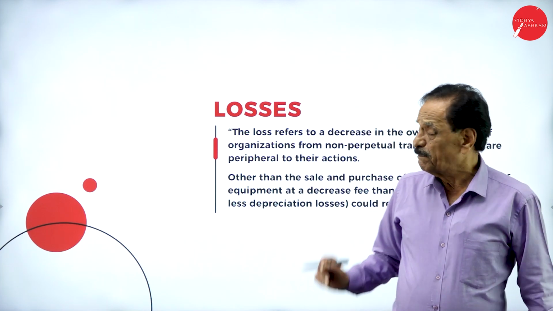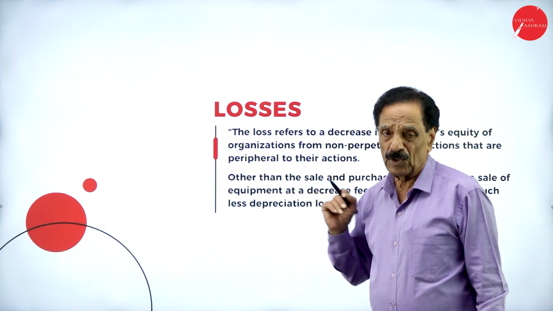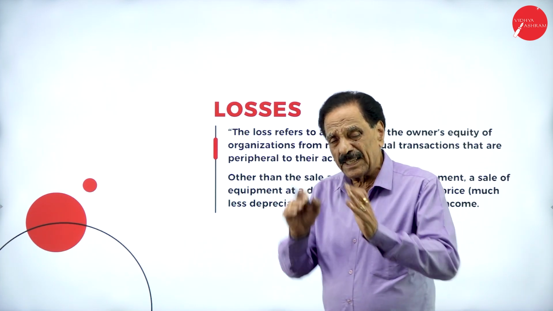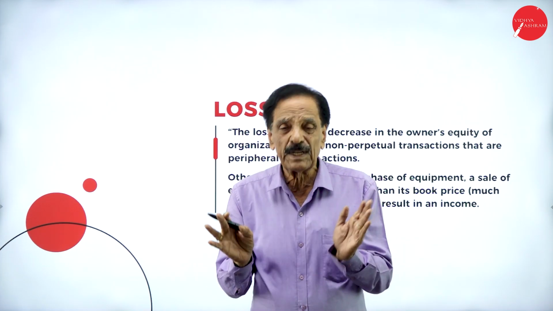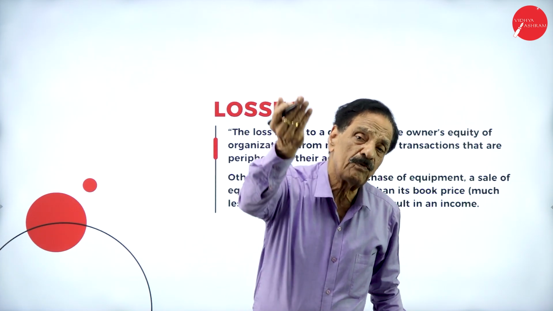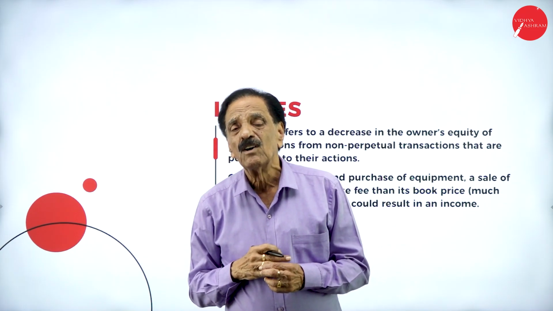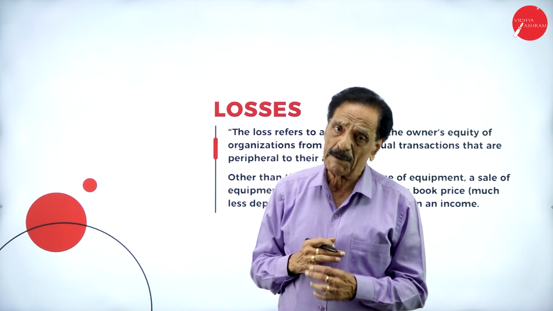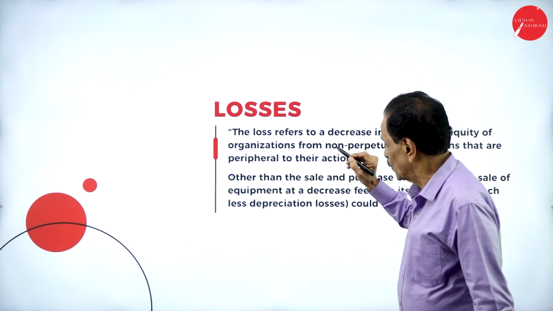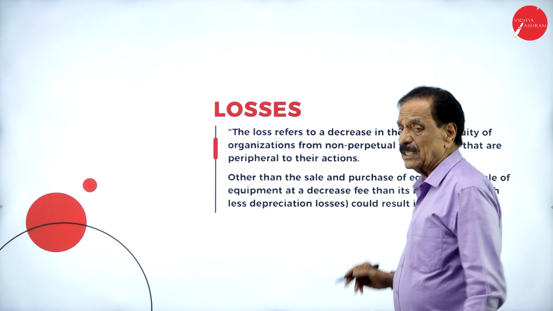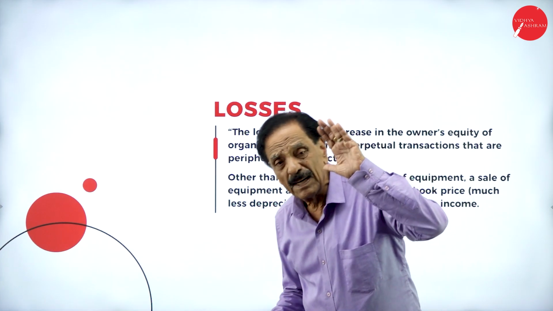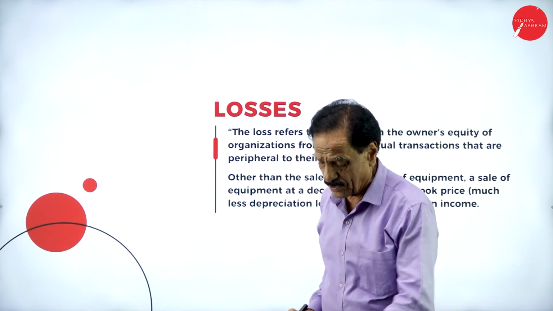So by chance, when there is an asset in the balance sheet, say machinery with a book value of 10,000, and it has been sold for 8,000, it is a loss of 2,000. That is called a capital loss. That loss shows the organization's ownership has decreased. The equity of the ownership will be decreased because of the loss.